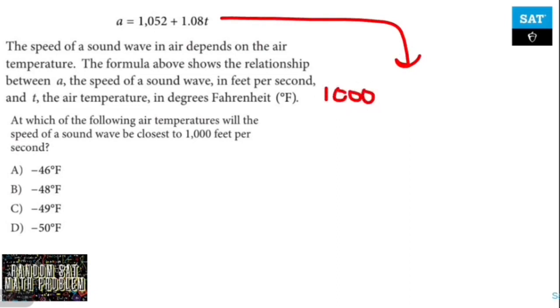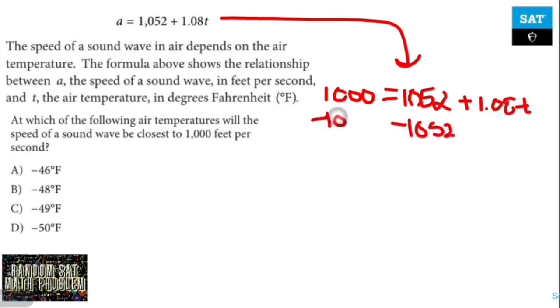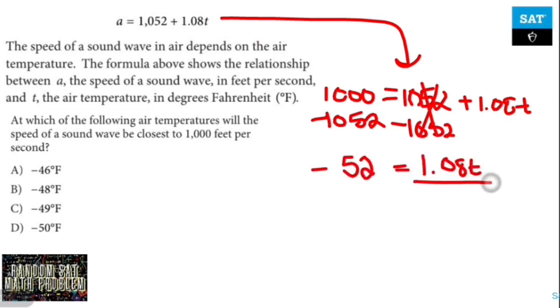That's going to equal 1052 plus 1.08T. First thing I'm going to do is subtract 1,052 from both sides. That gives me negative 52 equals 1.08T. Now I divide both sides by 1.08, and that's going to require a little bit of long division.